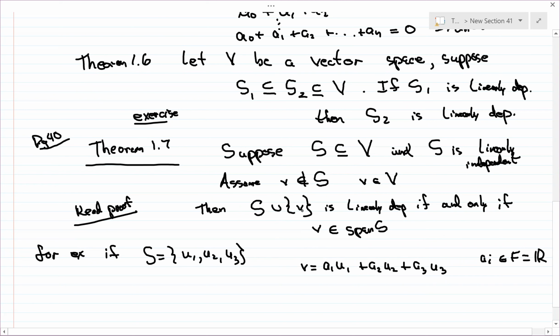So what you've really done by introducing this vector is introduce a vector that can be made up from the vectors that were there earlier. That's what this is saying. Read the proof. Let me turn the page.